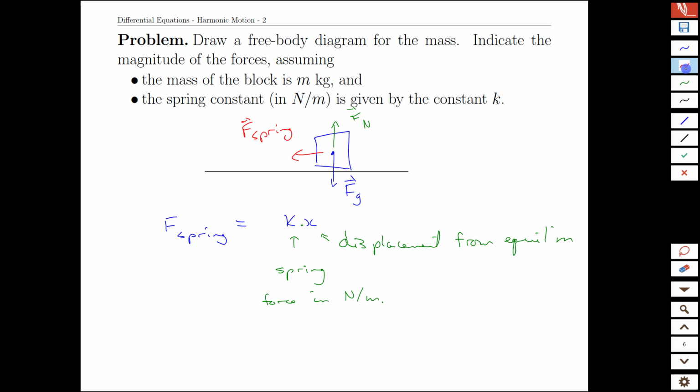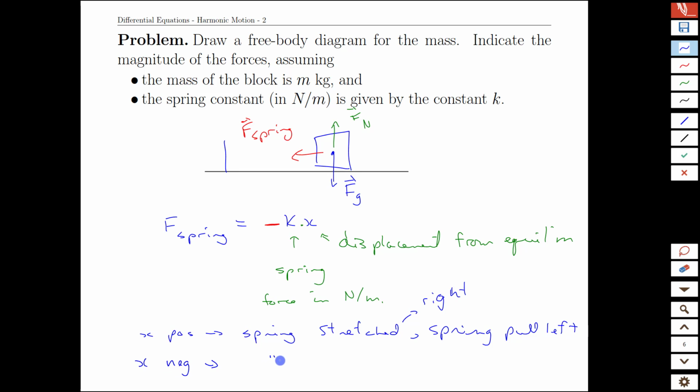Now the extra ingredient that we're going to need as well is a negative sign in front here. And that simply comes from looking at scenarios. If x is positive, that would imply the spring is stretched. And if the spring is stretched, then the spring pulls back. And let's add some directionality here. I think that'll make it a little more clear. If the spring is stretched to the right away from the wall, then the spring will pull to the left. And likewise, if x is negative, then the spring is compressed against the wall, and the spring will push to the right.